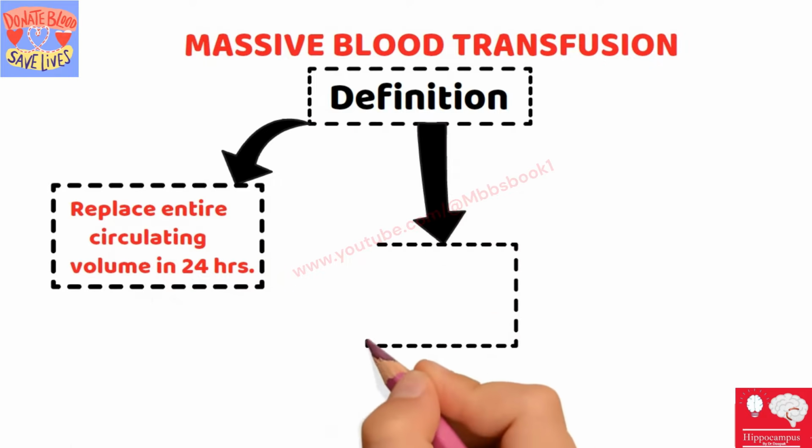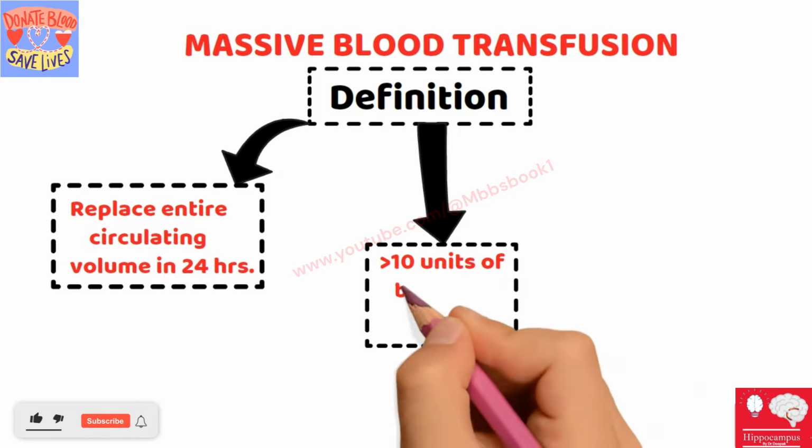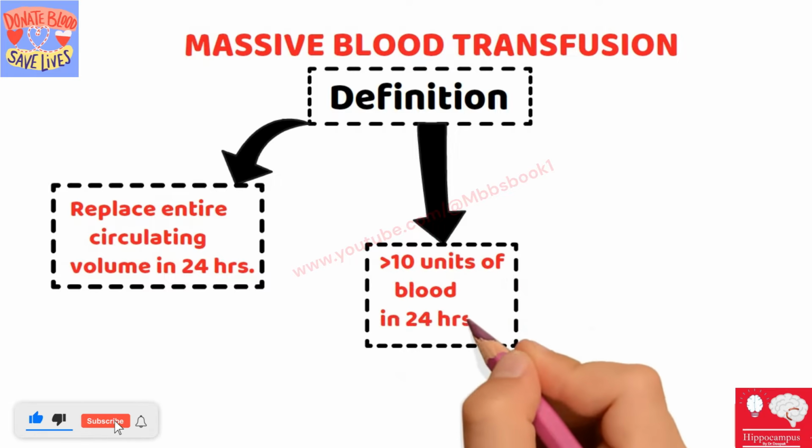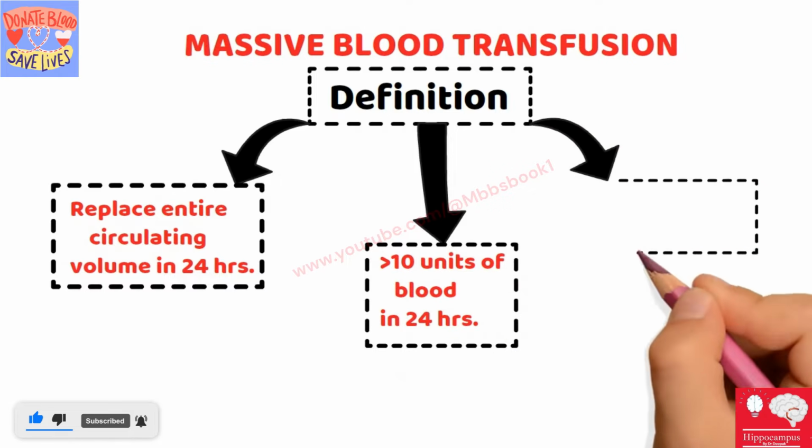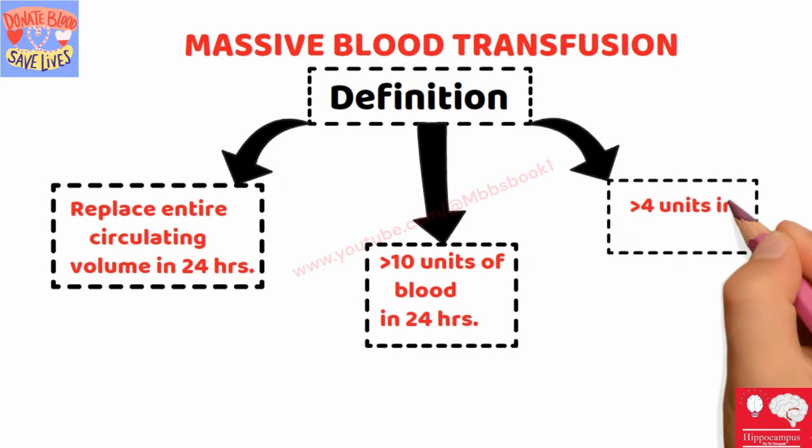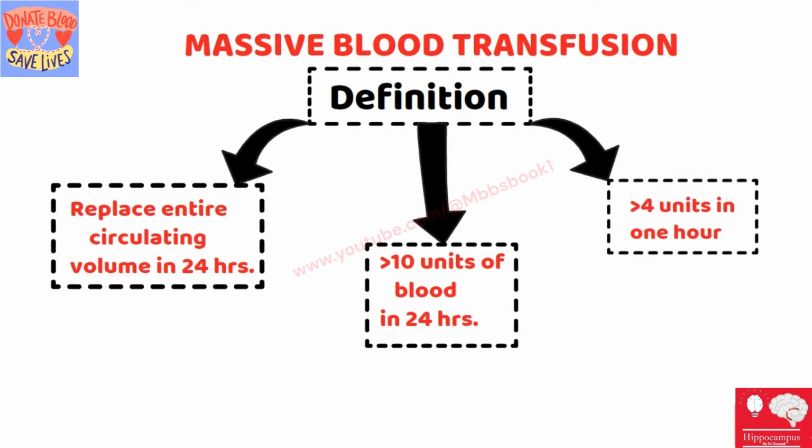Or number 2, if more than 10 units of blood are given in 24 hours. Number 3 is if more than 4 units of packed RBC or blood product are given in 1 hour. These are the three definitions which we need to remember for massive blood transfusion.